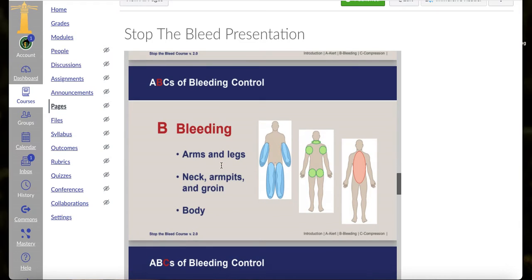All right, so bleeding. There's arms and legs, which is highlighted in blue. Neck, armpits, and groin, which are green. And then body, which is red.